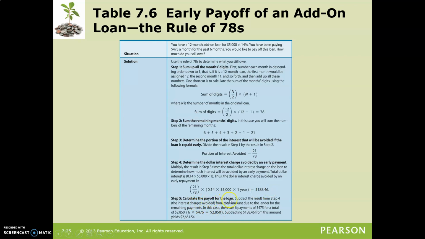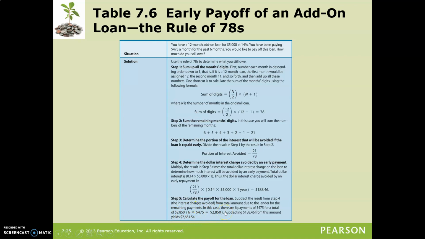Calculate the payoff of the loan. Subtract the result of step 4, that is the interest charges avoided, from the total amount due to the lender from the remaining payments. In this case, there are 6 payments left of 475. So the total is 2850, from 6 times 475. You subtract 188 out of it, that will give you 2661.54. This is the amount that you need to pay if you decide to pay off your loan earlier, that is on the 7th month.